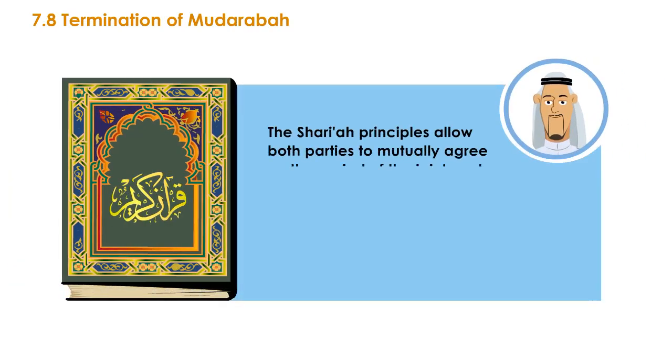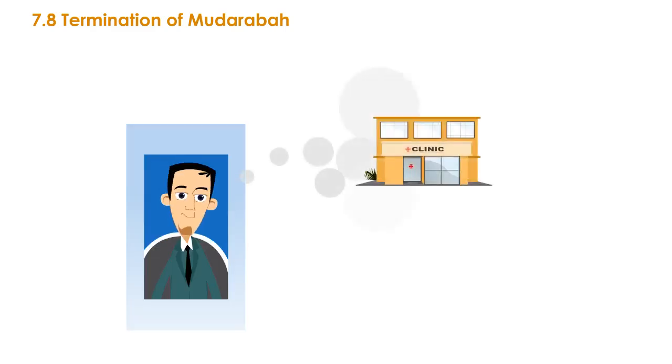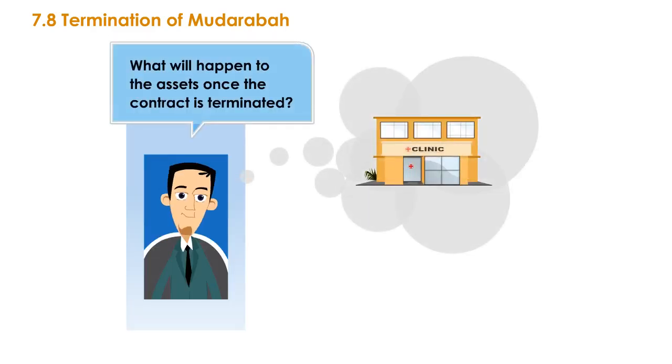The Sharia principles allow both parties to mutually agree on the period of the joint venture. The Mudaraba agreement will cover the instances when it could be terminated by either side. What will happen to the assets once the contract is terminated?